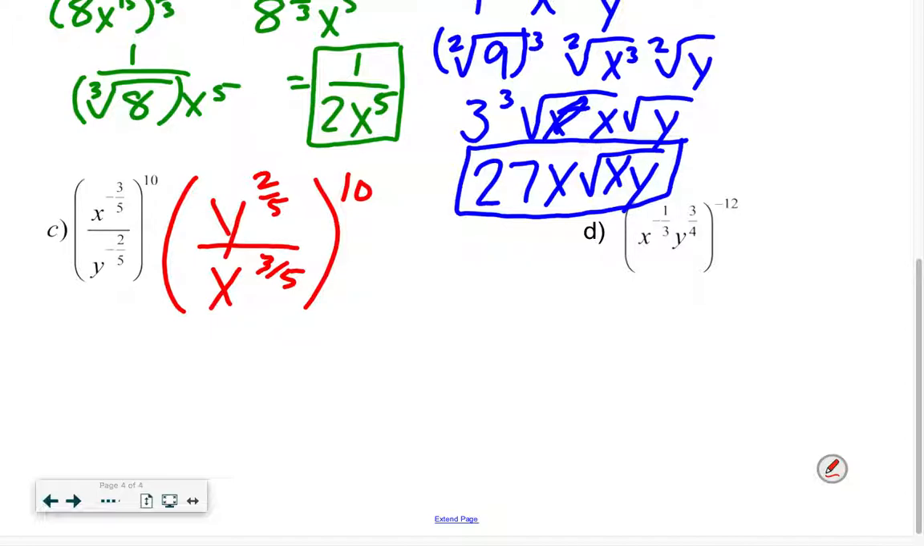Let's get rid of our parentheses. What should I do with the 10? Yeah, multiply my exponents. Power to a power. What is 10 times 2/5? 4. So I'm going to have y to the 4th. Do I only do it just to the top exponent? No, I do it to the bottom as well. What do I get for my x exponent? 6. X to the 6. Can I simplify this anymore? Nope, done.